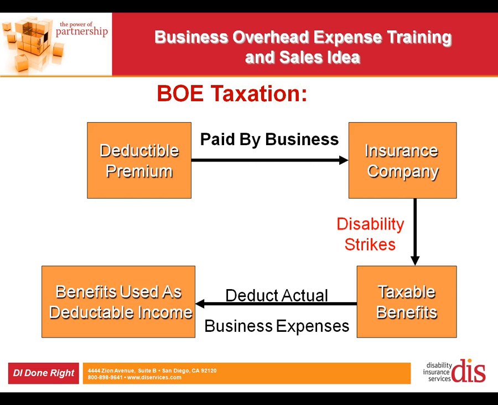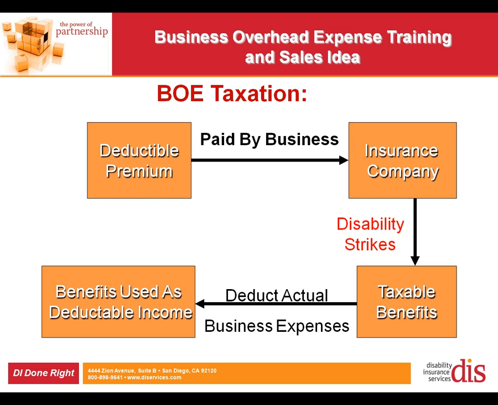Folks, what's another thing that's very important to business owners? No doubt it's taxation. A BOE policy, check this out, this is great. You can get tax-free benefits and deduct the premiums. And let me show you how it works right here. You've got a BOE policy. You can deduct that as a business expense.